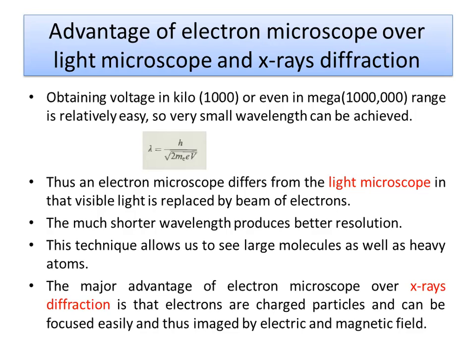And the other one is with X-rays. The major advantage of the electron microscope over X-ray diffraction is that electrons are charged particles and can be focused easily, thus imaged by electric and magnetic fields. Because X-rays are rays, they do not have a charge and you cannot accelerate or deflect them by using voltage. So this is the major advantage of the electron microscope over both techniques, X-rays and the light microscope.